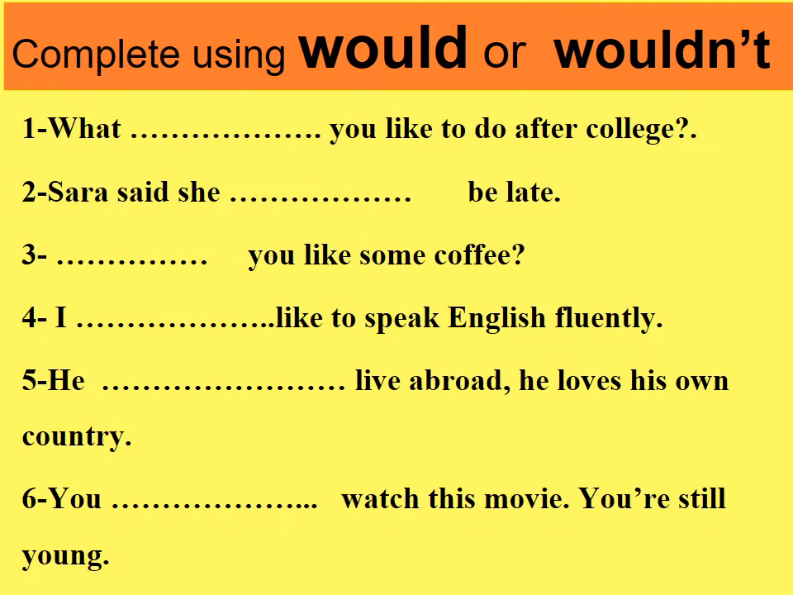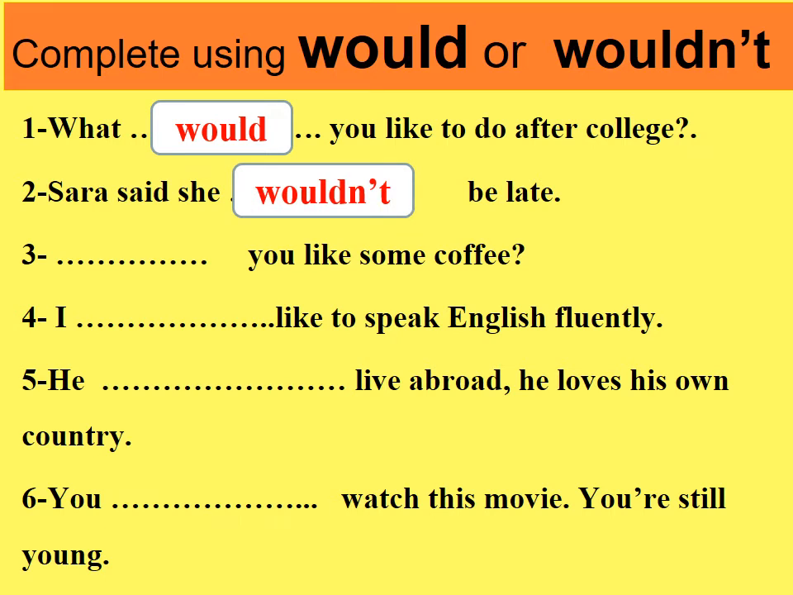After we listen to the recording, let's complete using would or wouldn't here. Number 1. What would you like to do after college? Number 2. Sarah said she wouldn't be late.